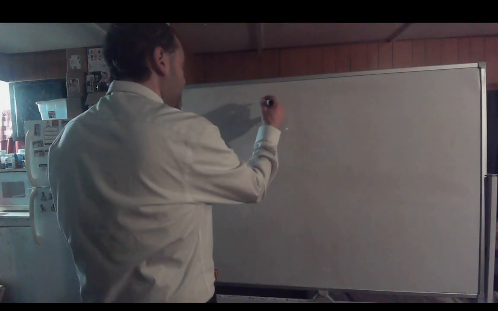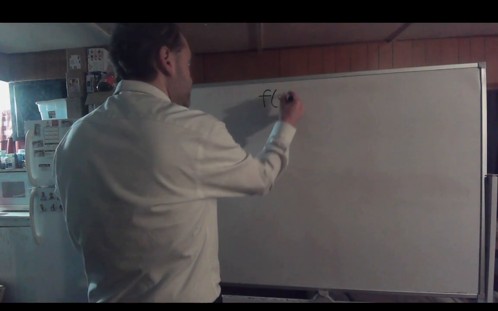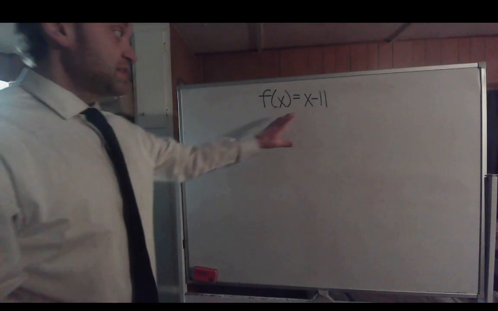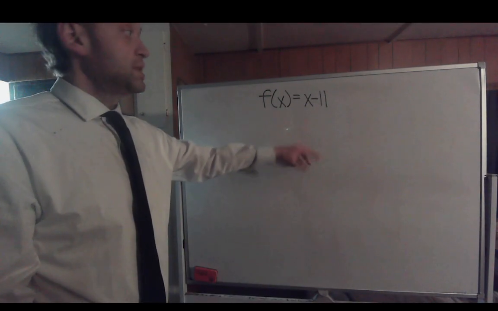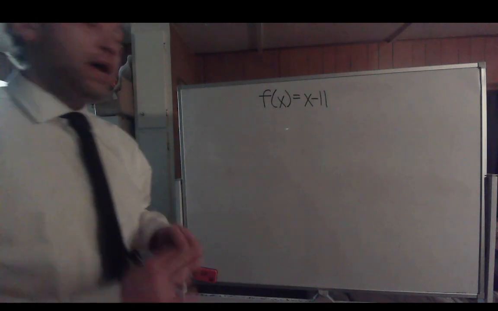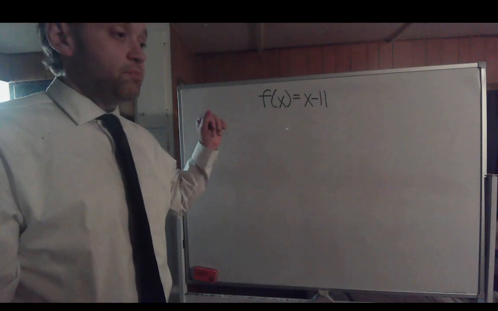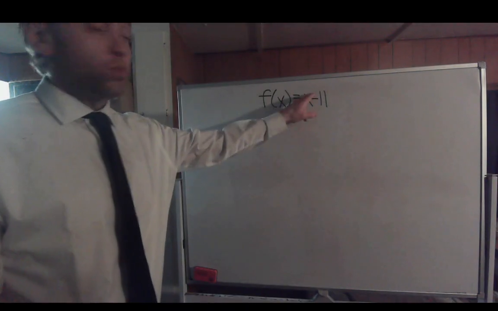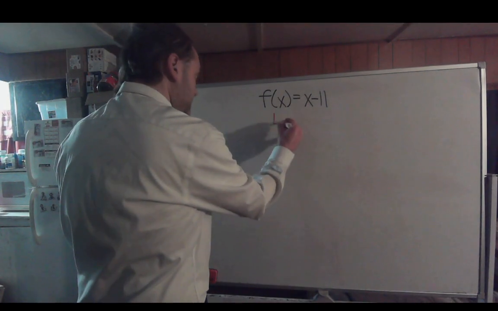So we're going to look at a few equations here, and we're going to decide whether the function is linear. So first of all, we have the function f of x equals x minus 11. So is this function a linear function? Well, how you determine that is take the highest power of the variable you see. Well, it's 1, so yes, this is a linear function.